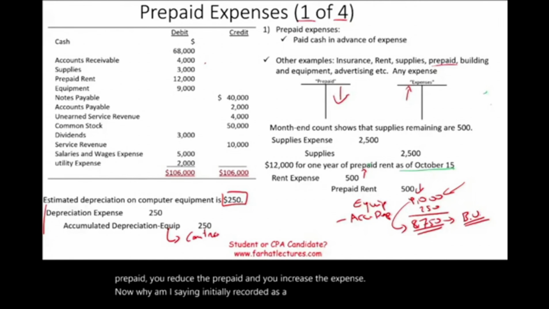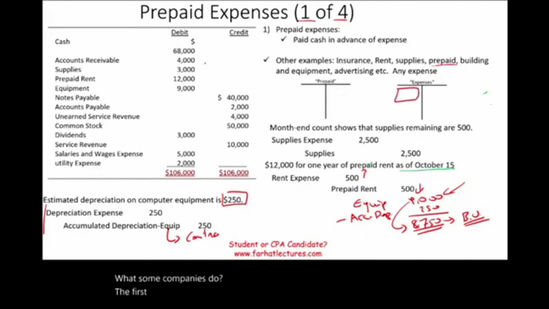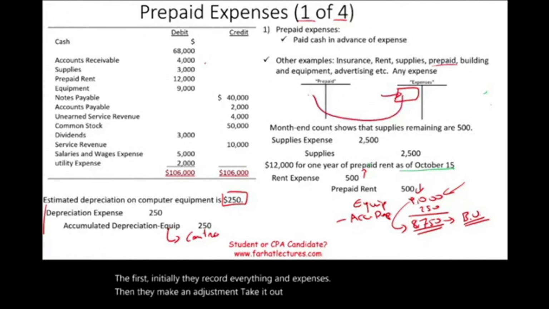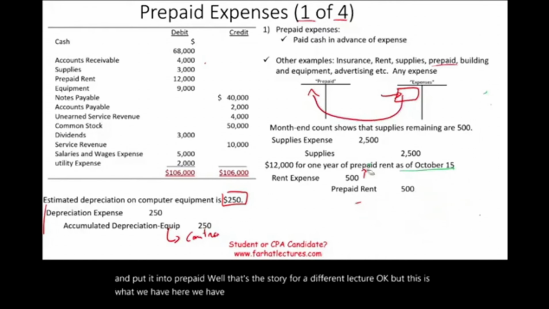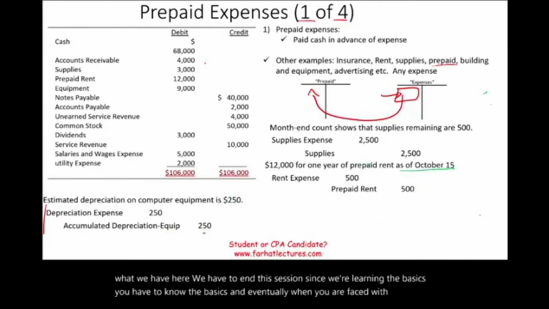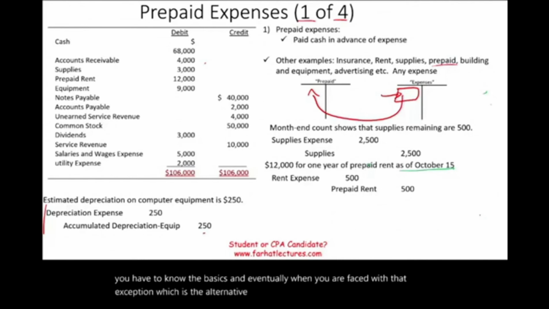Because some companies initially record everything in expenses, then they make an adjustment, take out of expenses whatever was not used, and put it into prepaid. Well, that's a story for a different lecture. But this is what we have here. In this session, since we're learning the basics, you have to know the basics. And eventually, when you are faced with that exception, which is the alternative method, you'll be able to do it.